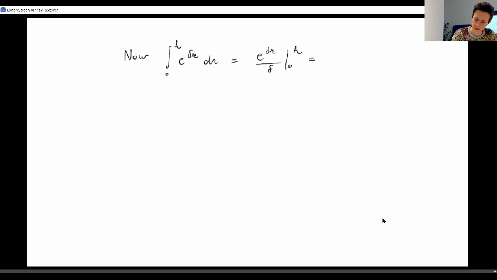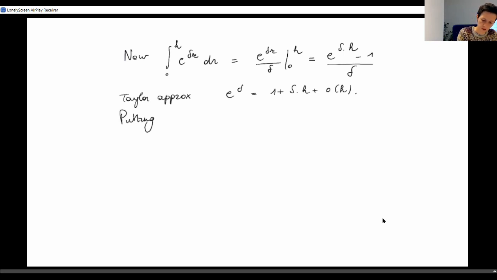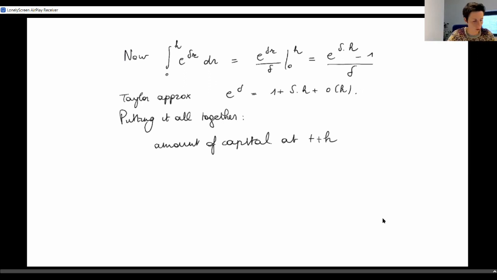So if I work out this integral, then I'll get something like this. And if I use a Taylor approximation, then I can also say that e to the power delta h is 1 plus delta times h plus little o of h. So putting it all together, the amount of capital that I hold at time t plus h, starting from the capital that I was holding at time t for somebody who's occupying state zero at that time, I can write it like this.